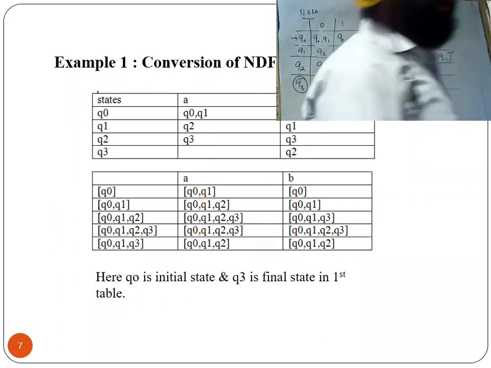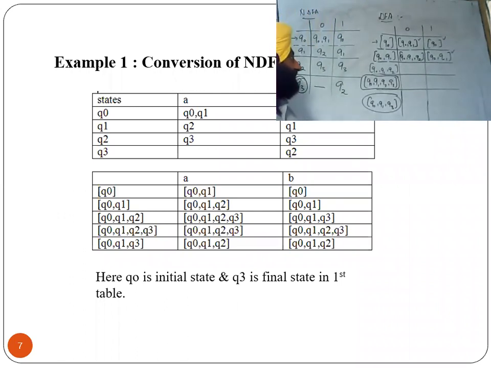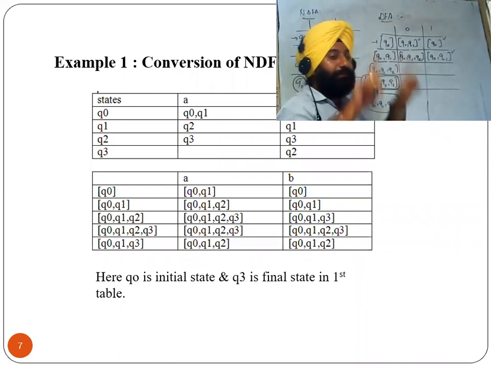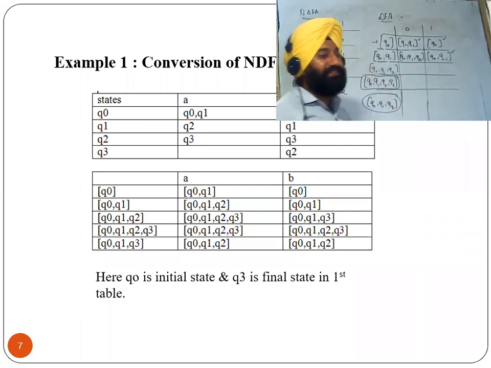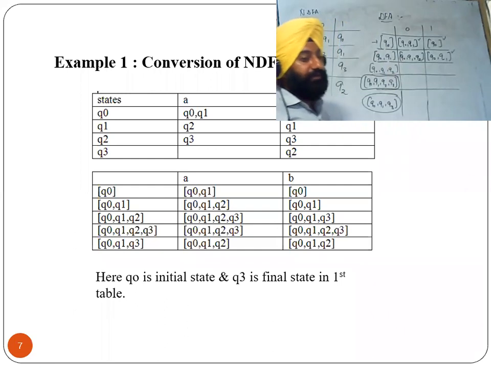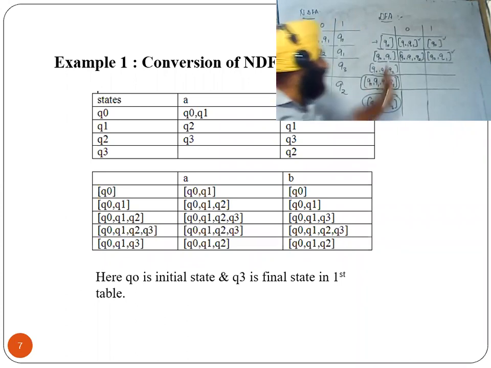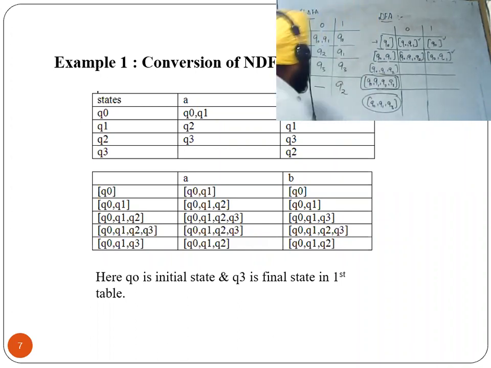So this is your conversion of NDFA to DFA. This Q0, Q1 represents two different states, but whenever you write 1, 2, 3 states with the help of square brackets, it will represent a single state. I hope the concept is clear. After that, you have to draw the transition diagram for this table. Let me draw its diagram.